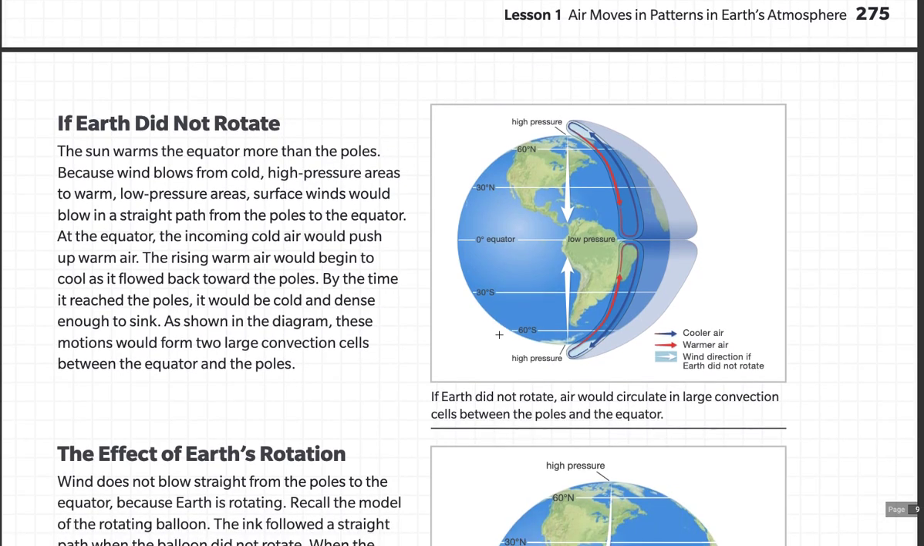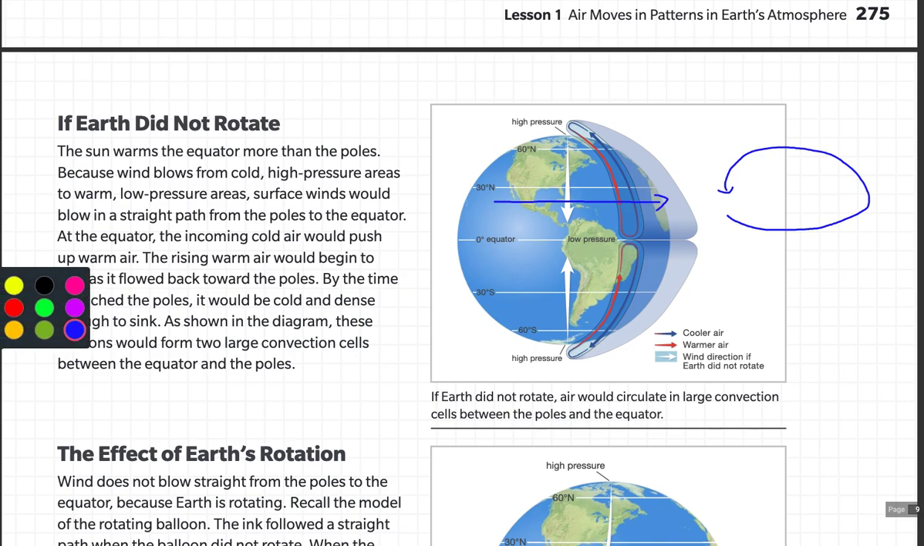So here we have a few different examples. Now remember that the Earth spins in this direction. Okay, so the Earth is spinning around like this, right, in that direction. So this is an example of what wind patterns would look like if the Earth did not rotate. So if the Earth didn't rotate, what you would get is the sun blasting the equator more than the poles. And so what it does is it heats up the air around the equator. You can see that it's showing that right here.